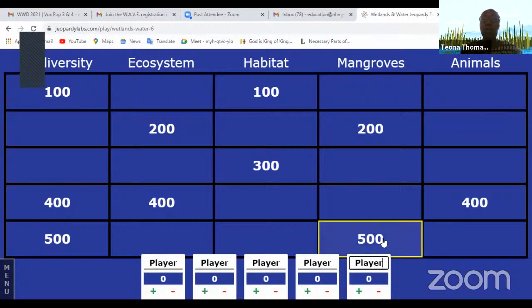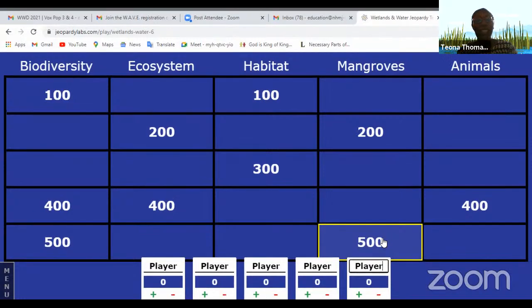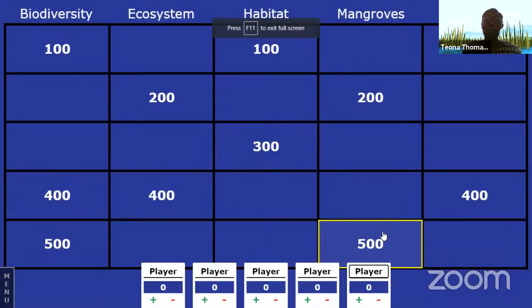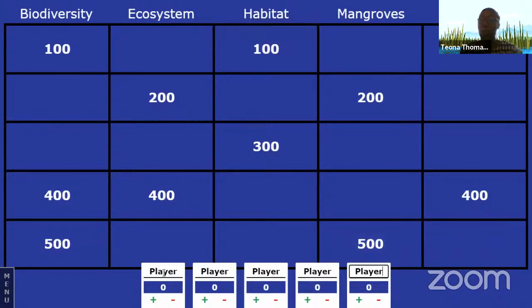If, for example, you want biodiversity, you say for biodiversity, for 500 points, I would like to select that option. When you select the option, there will be a question or a challenge for you to do. If you get it correct, then you will earn the 500 points. The person who has the most points will win the icebreaker challenge for today's session. So I need 5 persons to volunteer. You can do so by raising your hands or by indicating so in the chat.